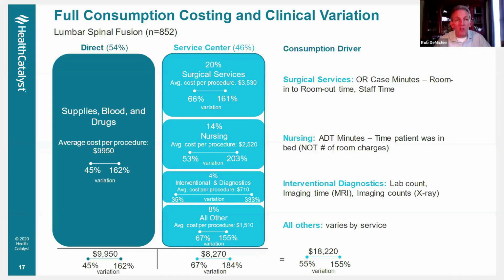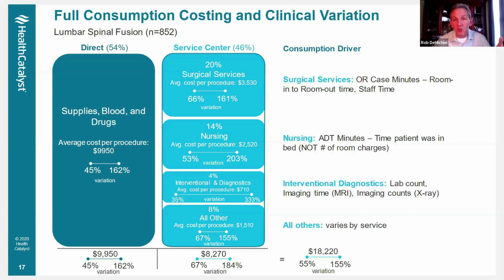So the next example I want to show you, and this is I think a great example of the 2 points that I made, which are, first off, that there's a significant amount of indirect clinical cost. And then secondly, there's a significant amount of physician variation. So this is an illustration of a lumbar spinal fusion. This shows 852 cases. So I'm going to show you 2 things here, as I said.